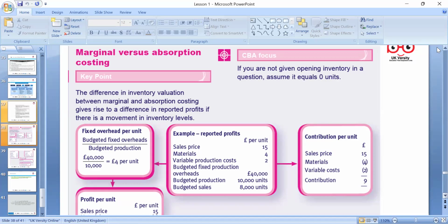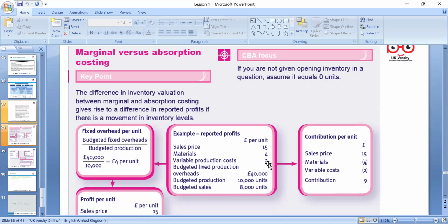And if we prepare the selling price, we've been given 15, the material cost as 4 and the other variable cost as 2, and my fixed cost per unit is 4. So if I say what is the full cost per unit, 4, 2, and 4 is £10 per unit, including all fixed and variable costs.